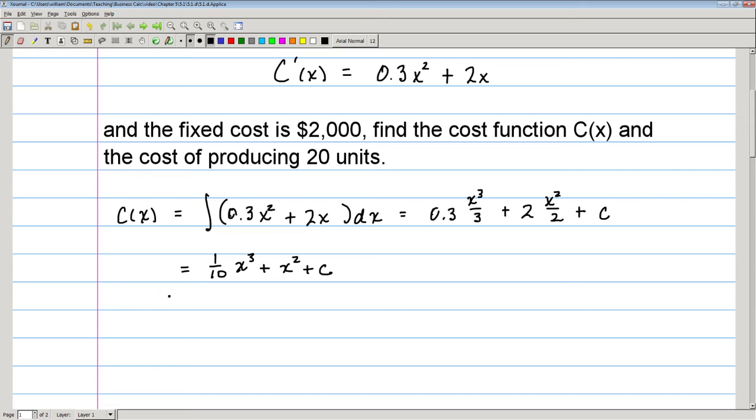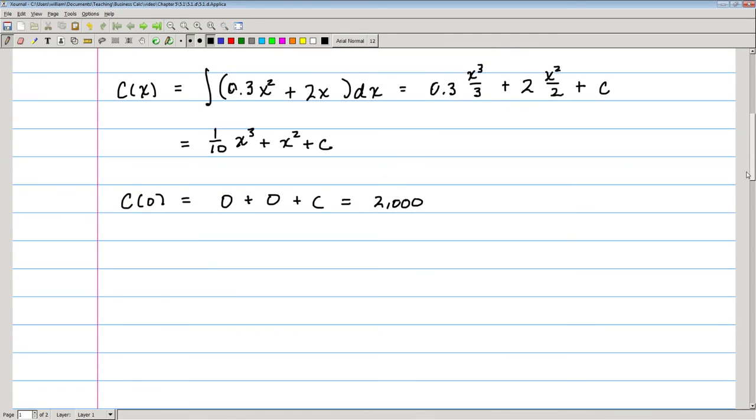Now the fixed costs are still incurred even when we produce no units. So when x is 0 units, the cost will be 1/10 of 0 cubed plus 0 squared plus c, but the cost will still be 2,000. And from this equation, we see that c is $2,000. So now we know which antiderivative is the solution to our problem. The cost function is given by 1/10 x cubed plus x squared plus 2,000.